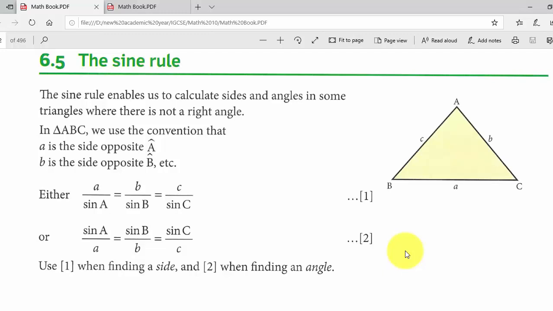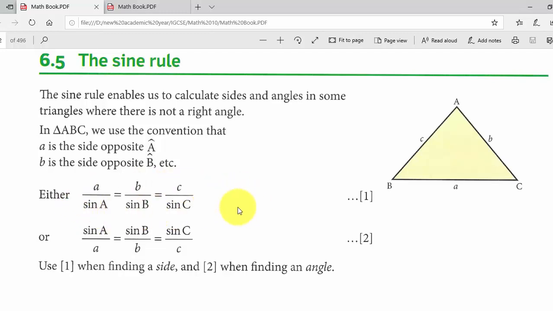The sine rule is one of the interesting rules that helps you to find the missing angles or missing sides in any triangle. The sine rule works on all types of triangles. It's not only for right angle triangles, it works for all the types of triangles, and it always helps you to find the missing angles and missing sides in a very easy way.